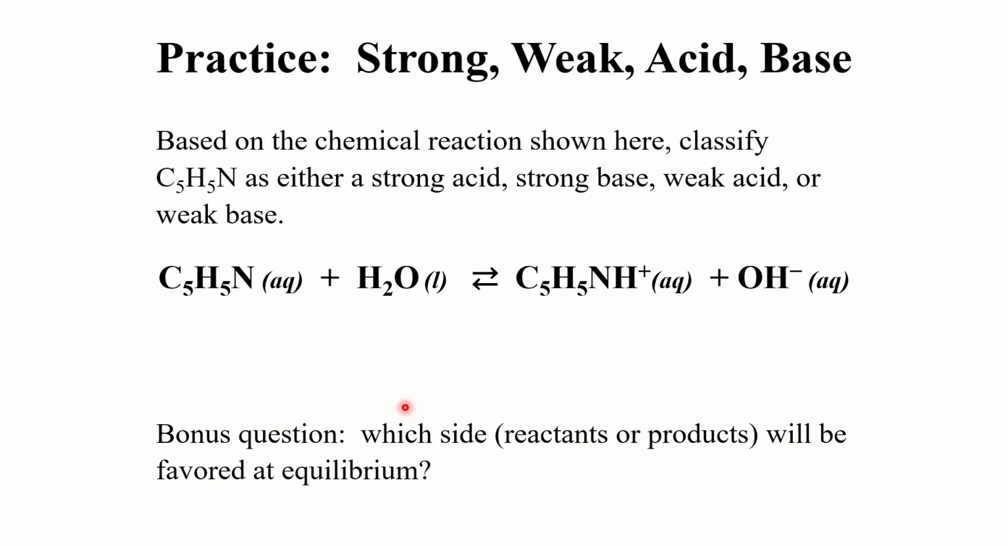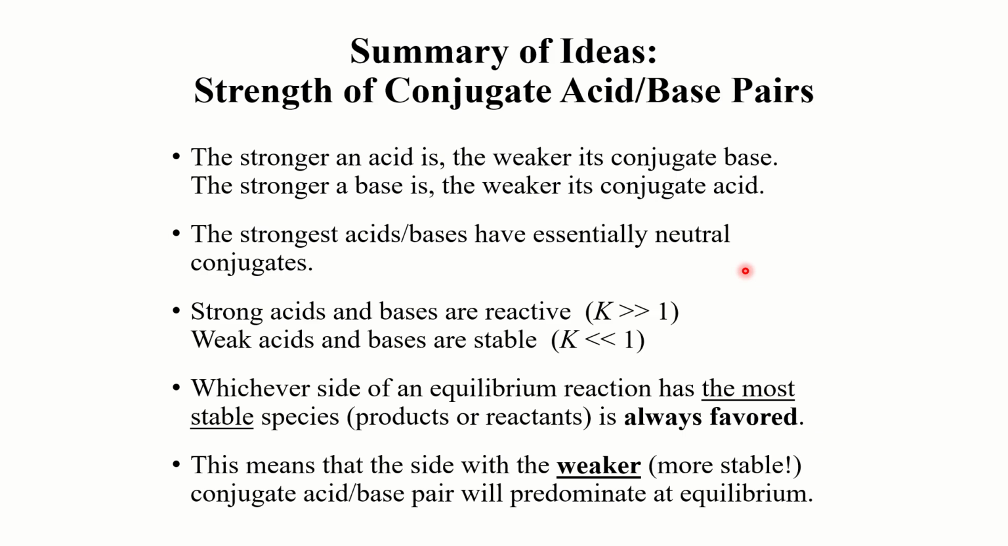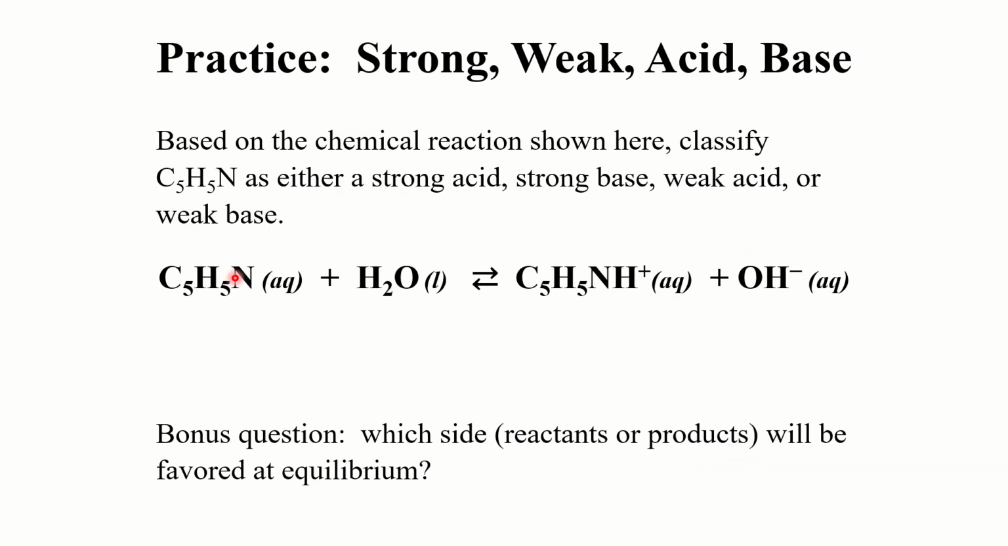So then bonus question, which side will be favored at equilibrium? I would say the left side will be favored at equilibrium. Referring back to this slide here, whichever side of an equilibrium reaction has the most stable species is always favored, meaning the side with the weaker pair will predominate at equilibrium. Here we have a weak base, weak acid, strong base. And so this side has the weaker combination. This side will be more stable and would thus be favored at equilibrium.